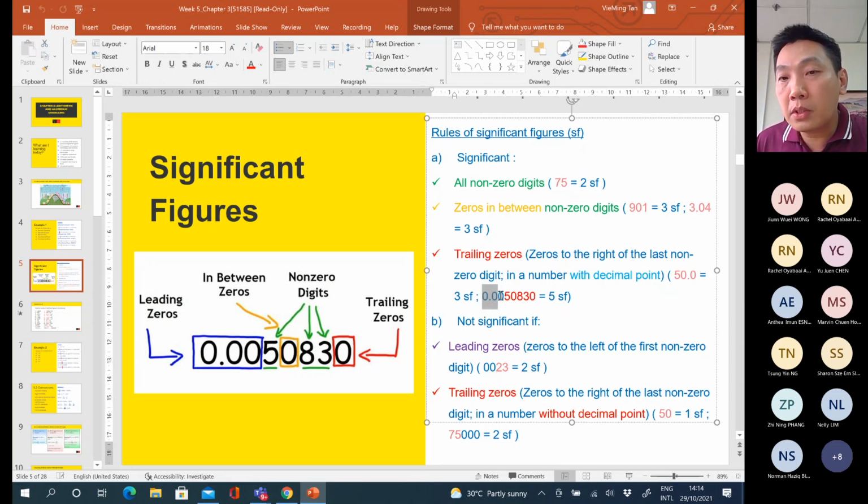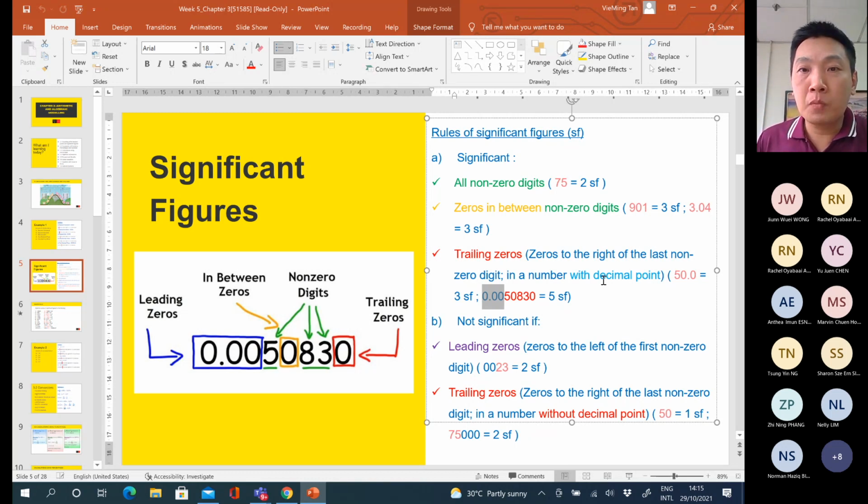How about those 0s here? On the left-hand side of these 0s, there are no non-zero digits. So these 0s are not included as significant figures. These 0s are considered leading zeros, because before them there is no non-zero figure on the left-hand side. So in short, all these categories of numbers should be included or calculated as significant figures.